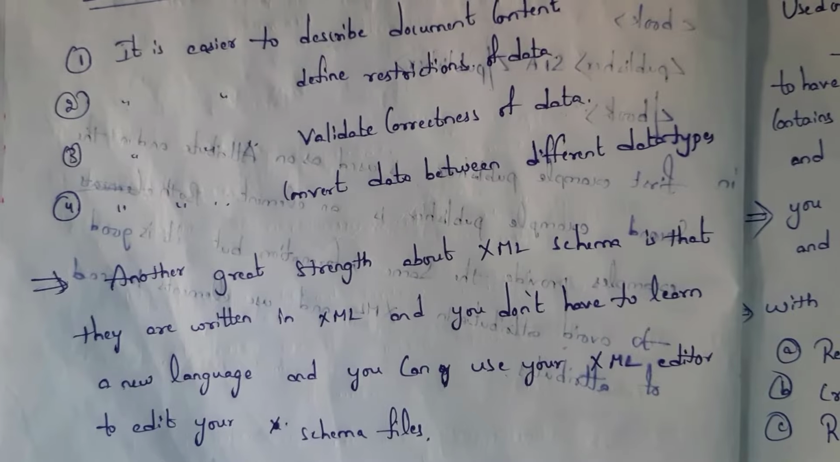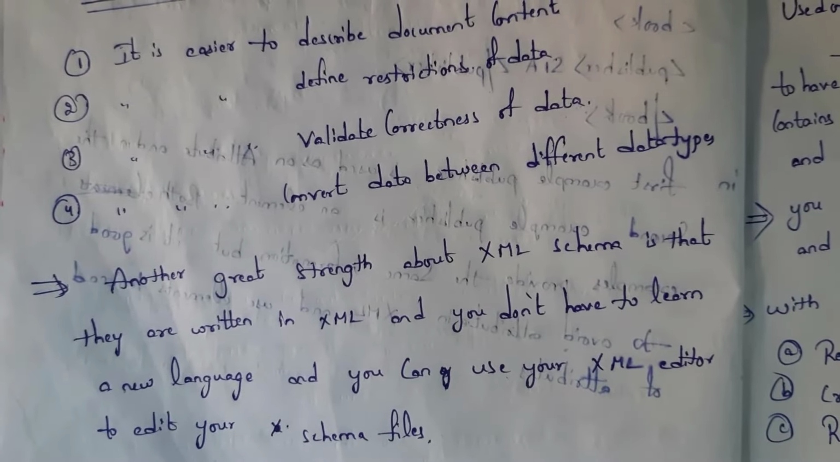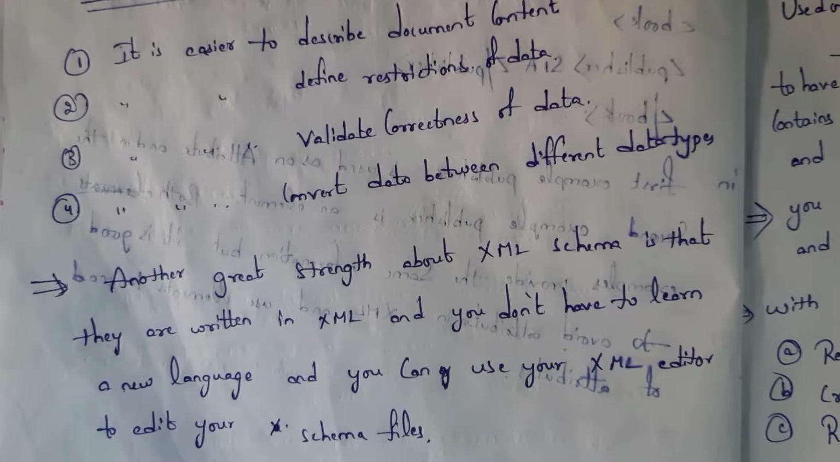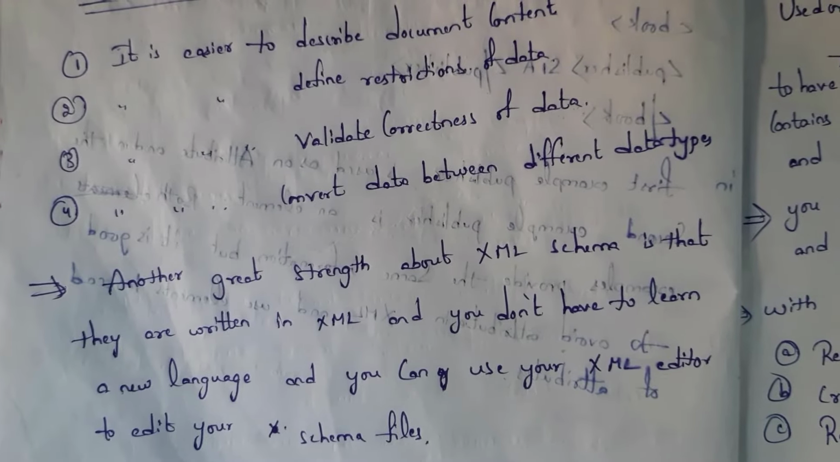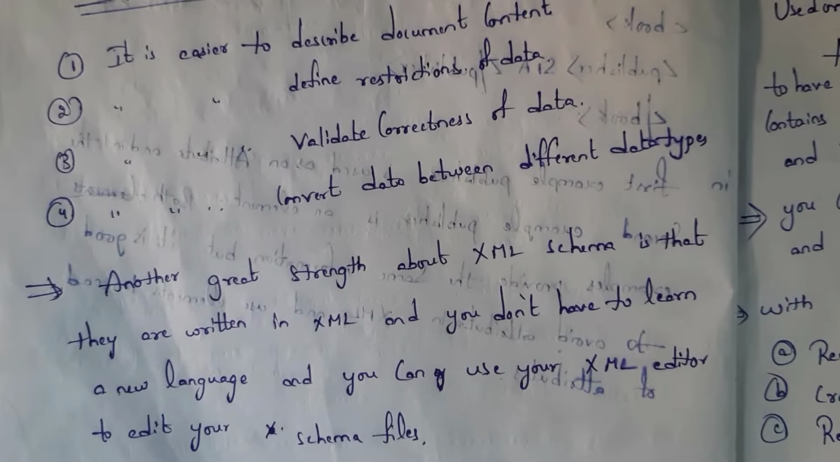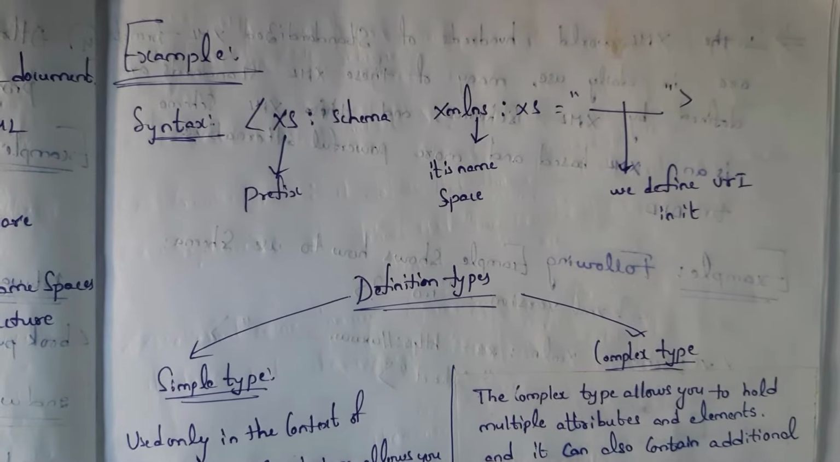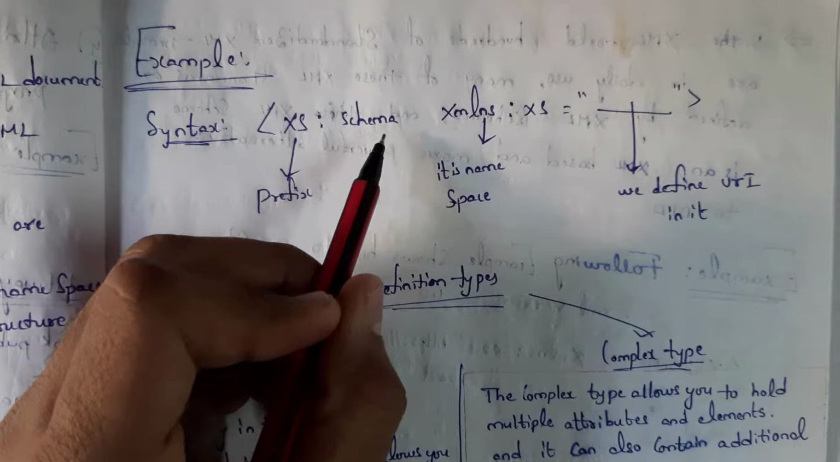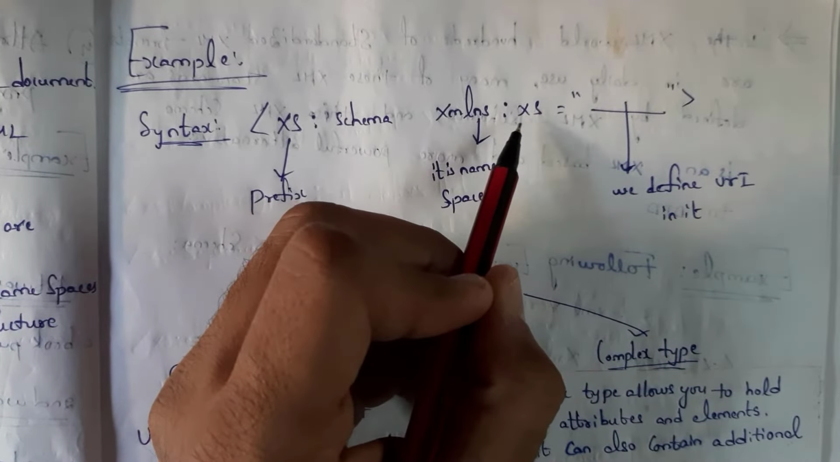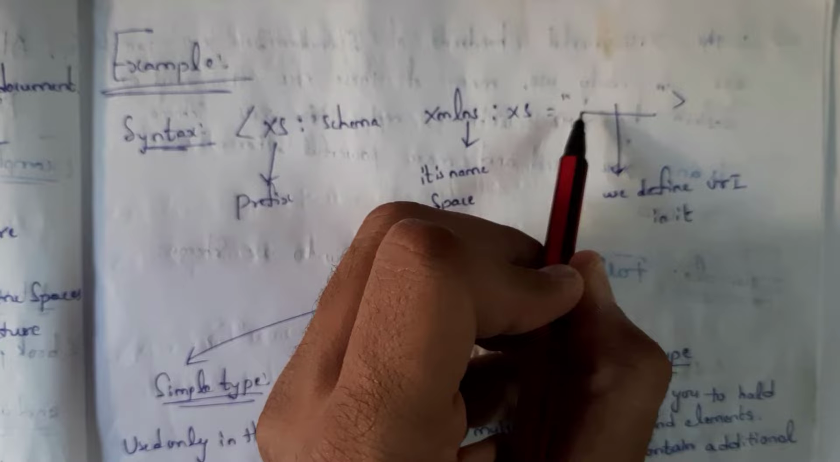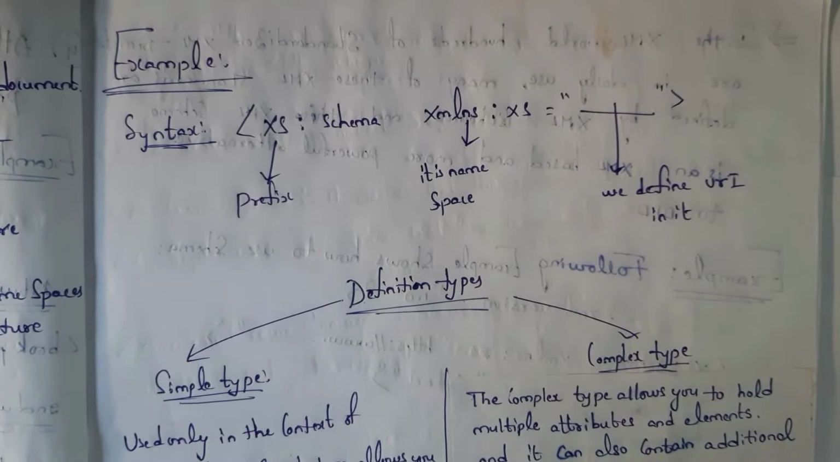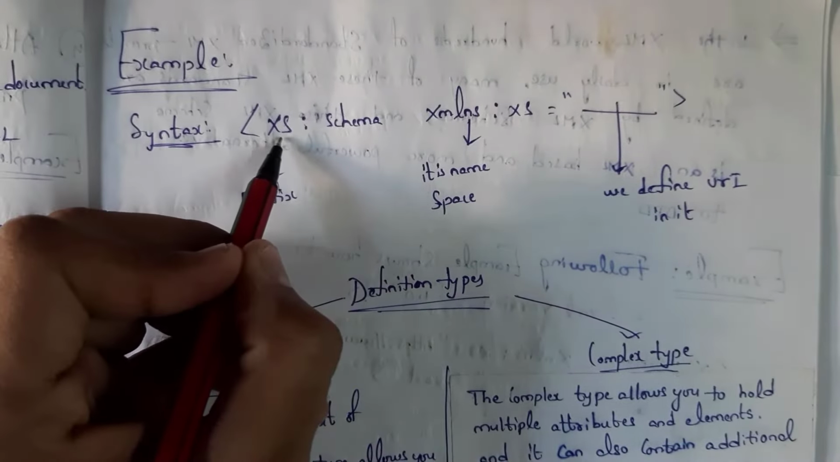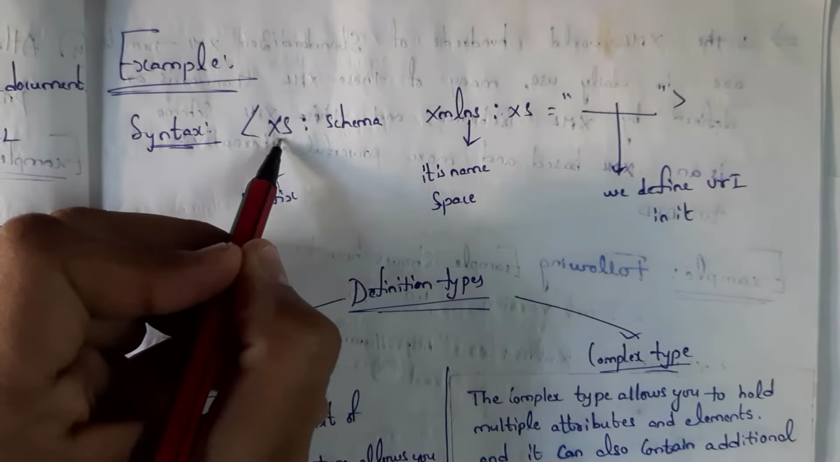And one of the greatest strengths of XML schema is there is no need of learning a new language because this XML schema is written in XML. This is the basic syntax of XML schema: xs:schema, xmlns:xs equal to, inside these double quotations we need to paste our URL, where this xs is the prefix and stands for XML schema, and xmlns stands for XML namespace. This is the syntax of XML schema.